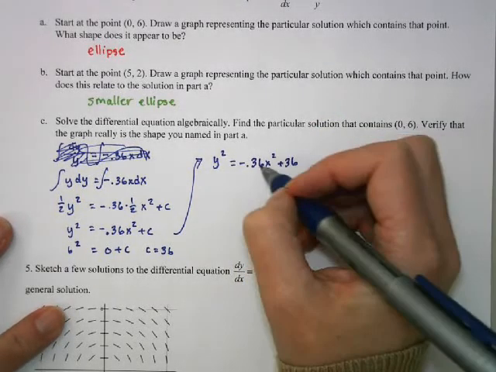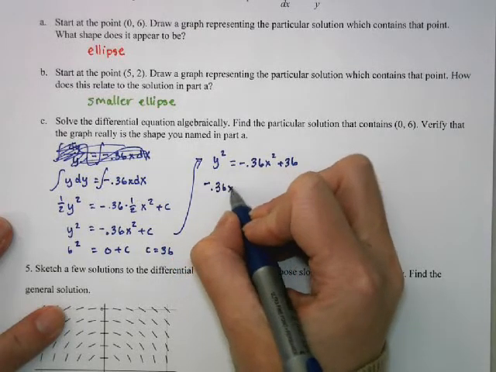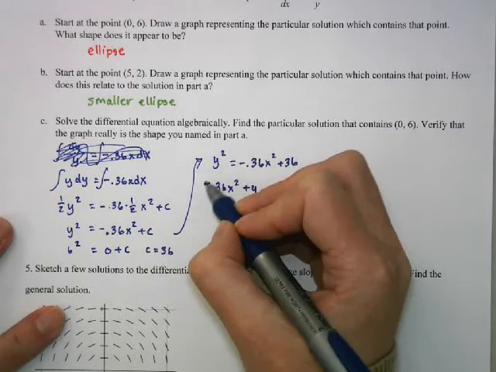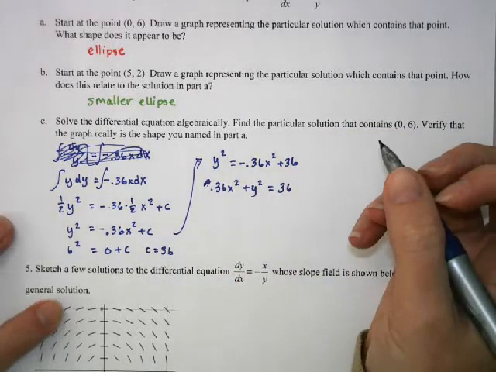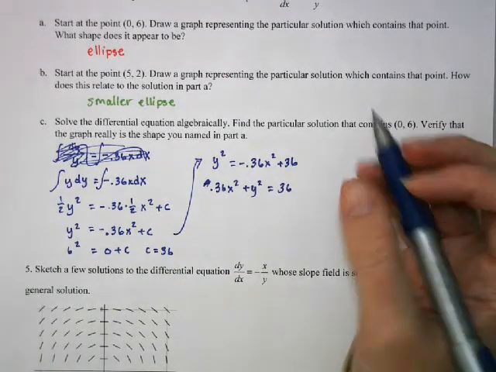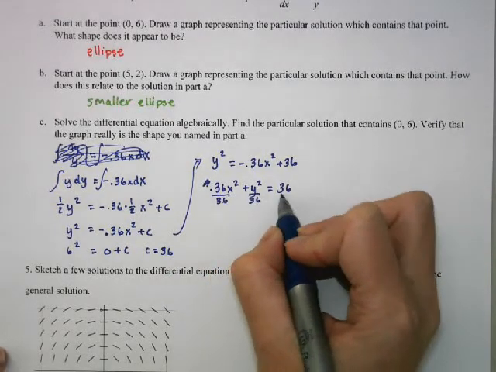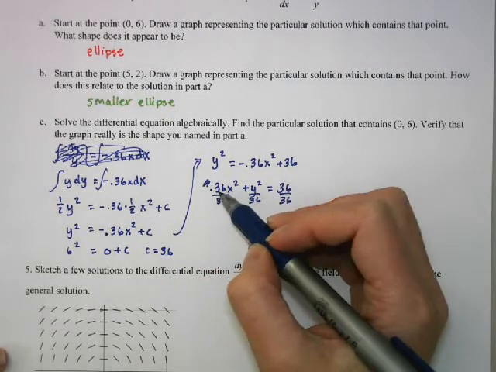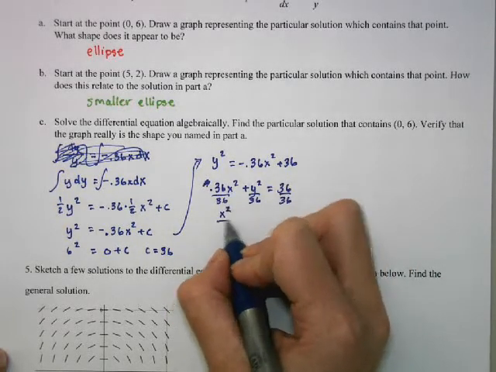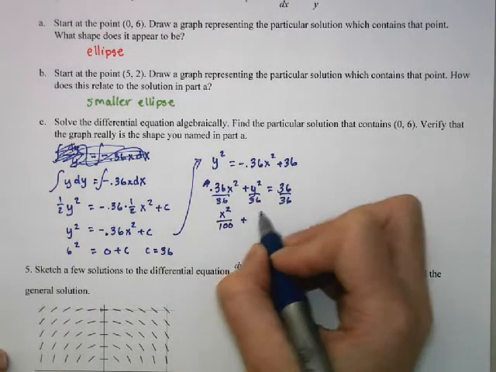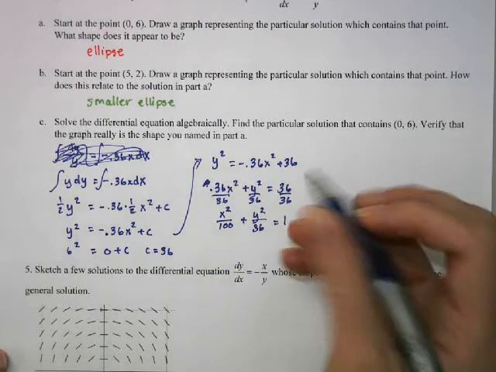Okay, well, if we remember ellipses, the x squared and the y squared are on the same side. So I'm going to do negative 0.36x squared, not negative, equals 36. So then I want this to be a 1, so I'm going to divide everything by 36. So 0.36 divided by 36 is going to be 1/100th. So this is going to be x squared over 100 plus y squared over 36 equals 1.